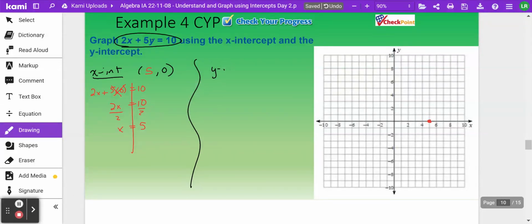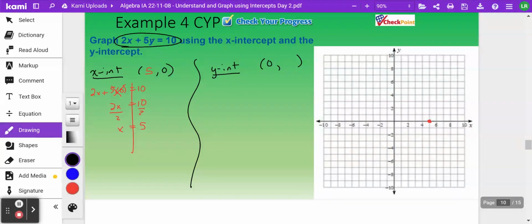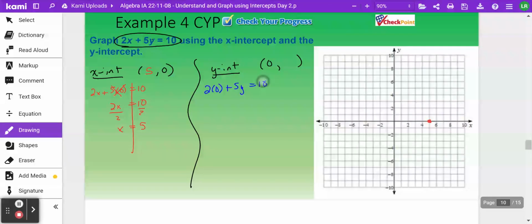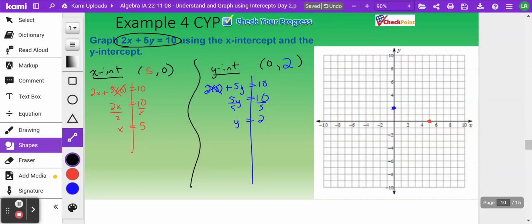Our y-intercept. Now our x is 0. Restart the problem. 2 times 0 plus 5y equals 10. 2 times 0 is 0. They get 5y equals 10. Finish it. And y is 2. 0, 2. From here, I have my 2 data points. I just need to connect.